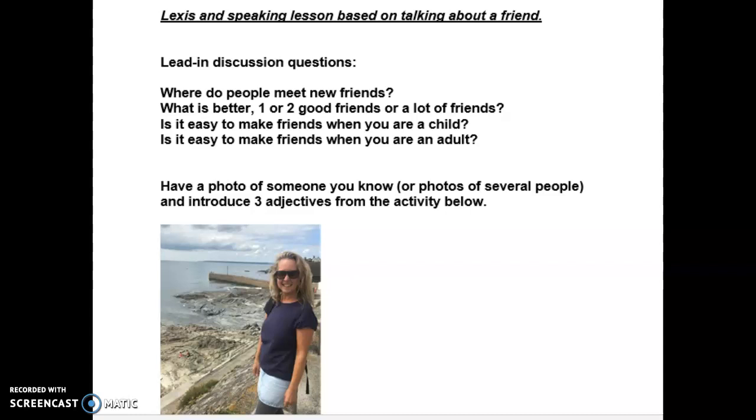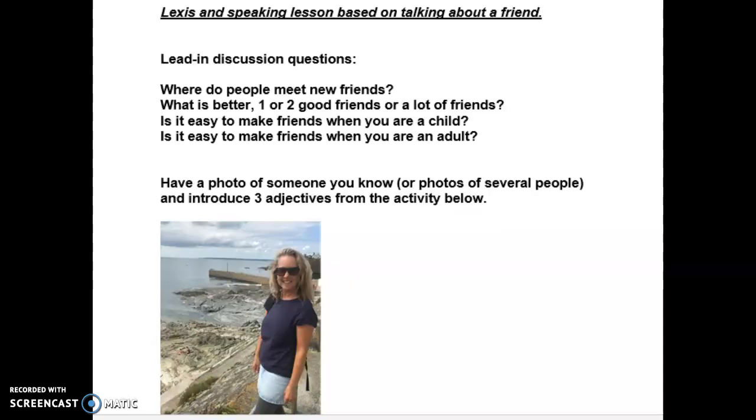I could then elicit 2 more adjectives to describe Sorrel, or I could look at 2 other photos of 2 other friends and elicit 1 adjective for each friend from the students. Students will be engaged in this because I'm talking about my friend or friends, and they'd like to find out about their teacher. It's a nice way to personalise the topic.